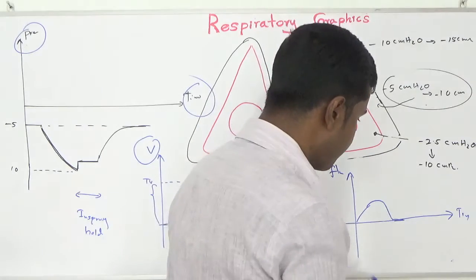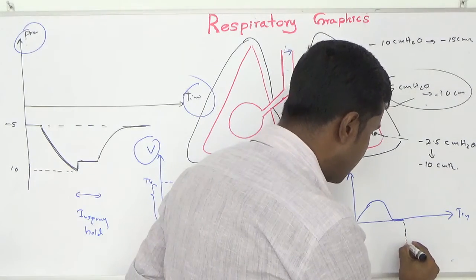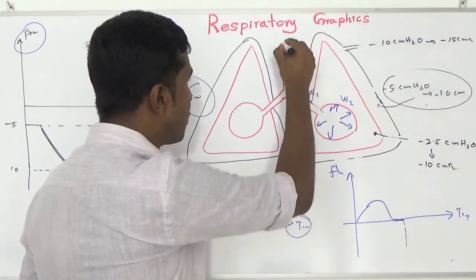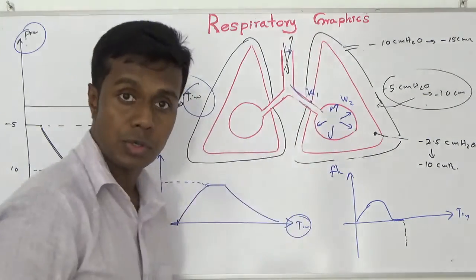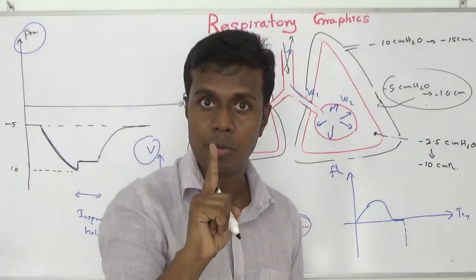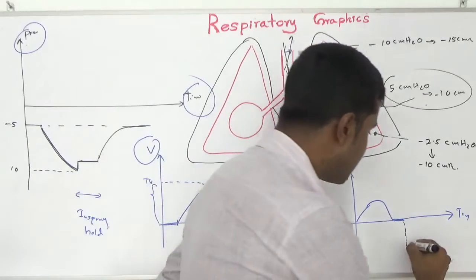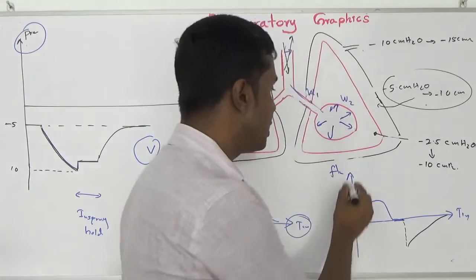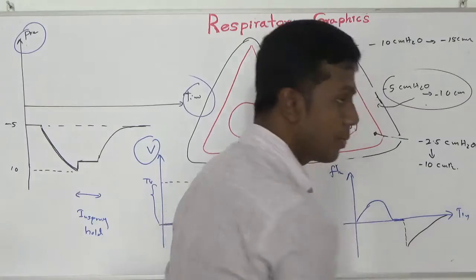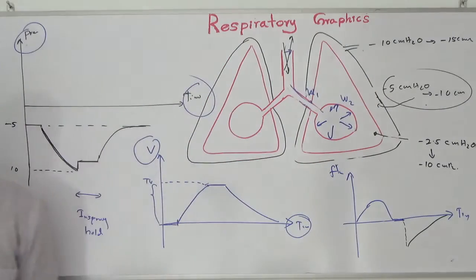So the initial flow goes from here to here. Now flow starts to go from here to here. Because of that, the flow must be negative. So my expiration happens. This is the flow time relationship of my lung.